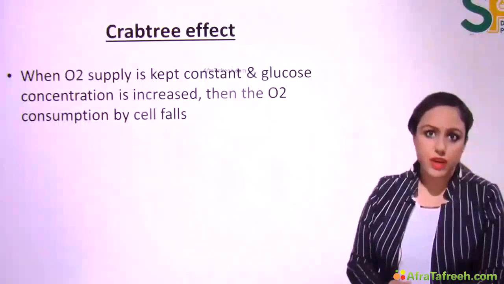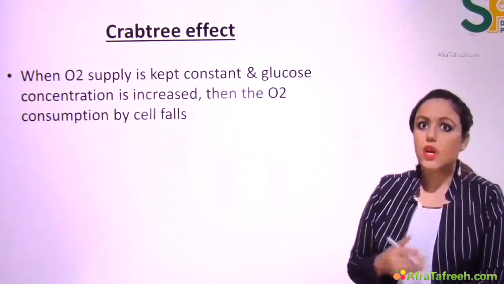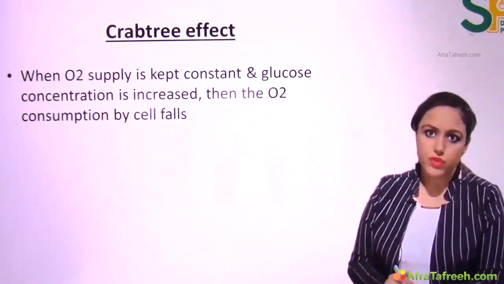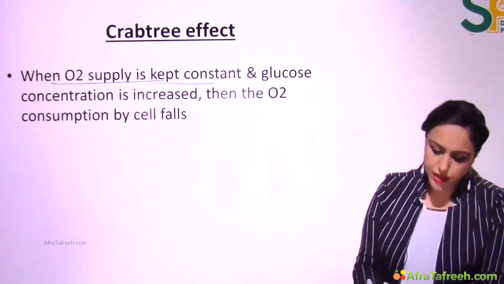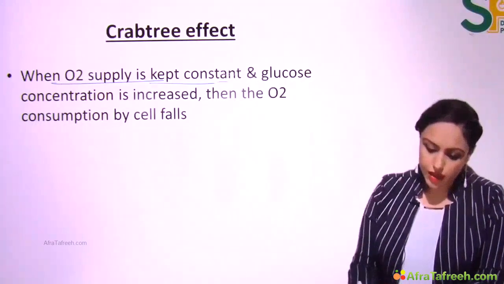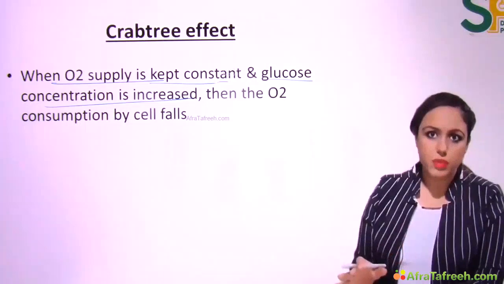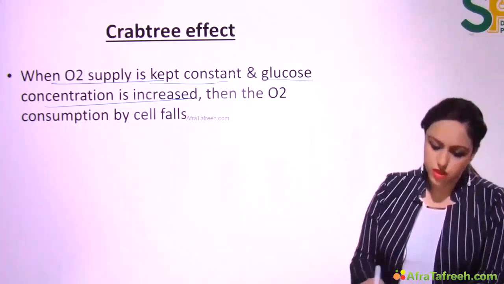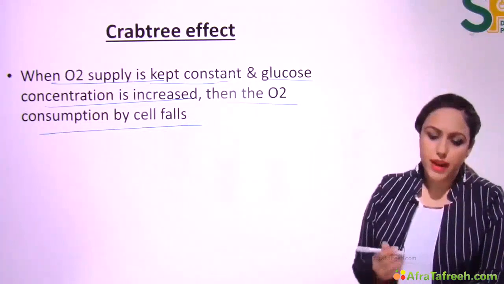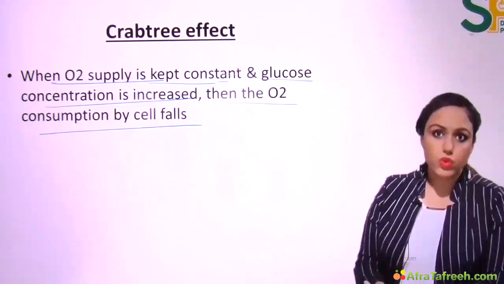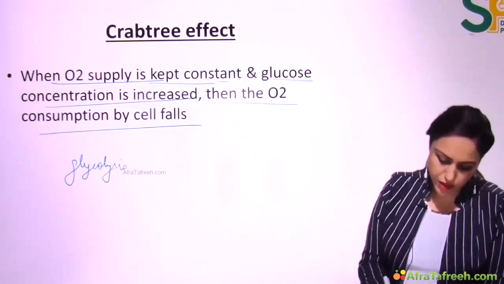Now coming to the third effect, Crabtree effect, which is least important, but I'm going to explain it here because some people have apprehension for this effect also. See here, Crabtree effect: when oxygen supply is kept constant and glucose concentration is increased, then oxygen consumption by the cells falls. Why does it happen? Because when glucose concentration is increased, the rate of glycolysis will be increased.